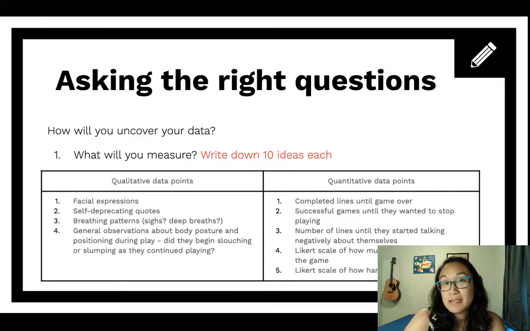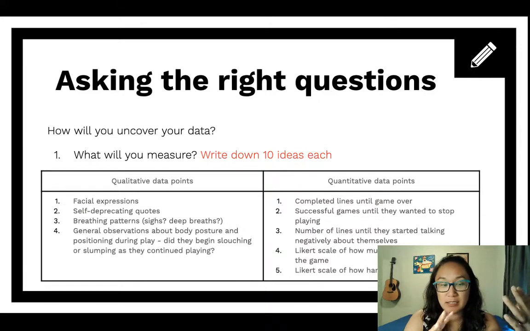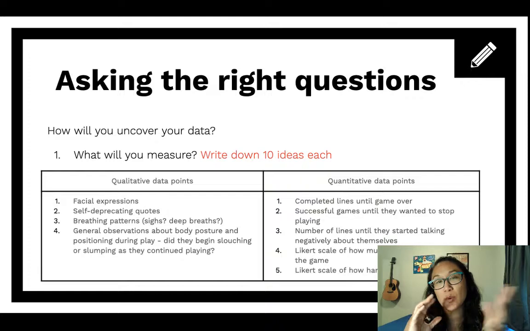Here are a couple of examples of what you will measure. We've written down a couple of different types of data that we can collect. We have qualitative data points and quantitative data points. Qualitative data is essentially things that you can describe using words or adjectives and adverbs. With quantitative data, we're looking at more numerical values that we can measure.